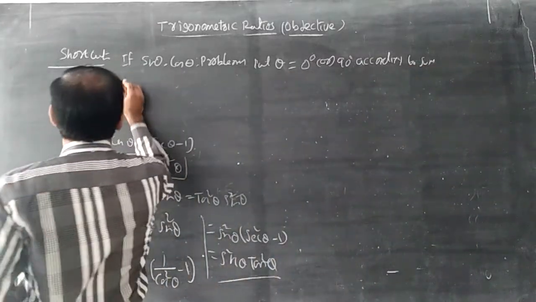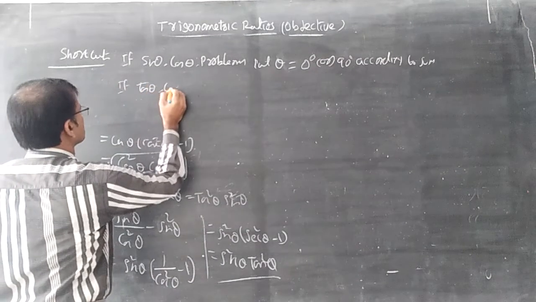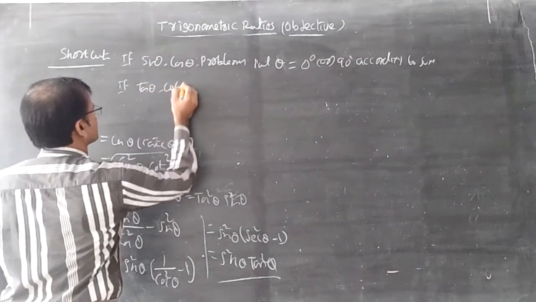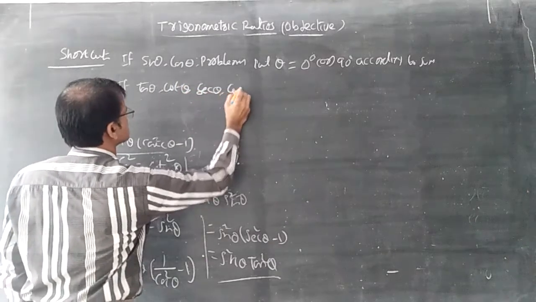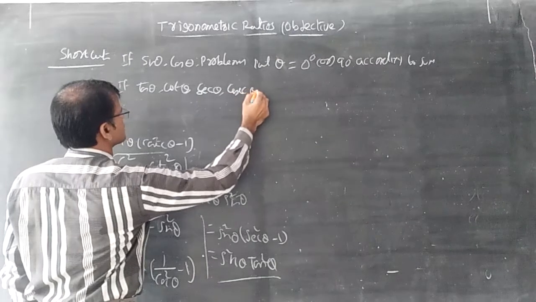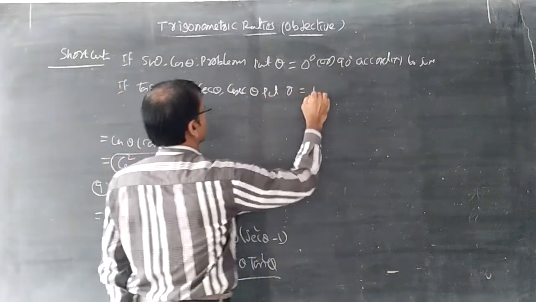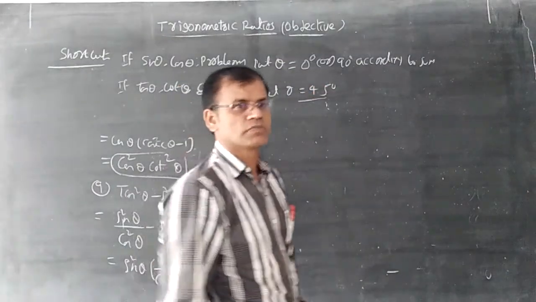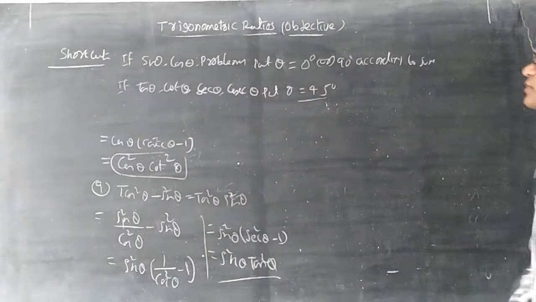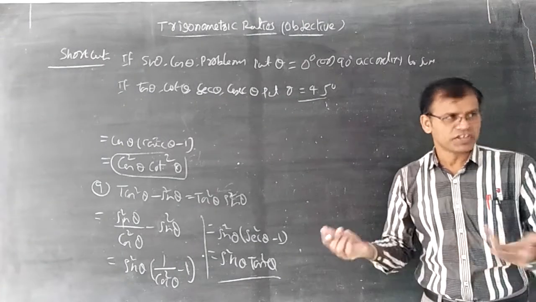In all other cases, if it is tan theta, cot theta, secant theta, cosecant theta, put theta equal to 45. In most sums you will get answers. Whenever you substitute theta equal to 45, there is no question of infinity.